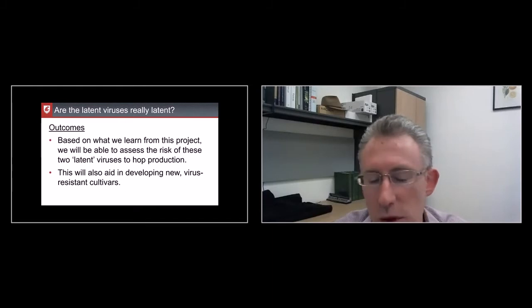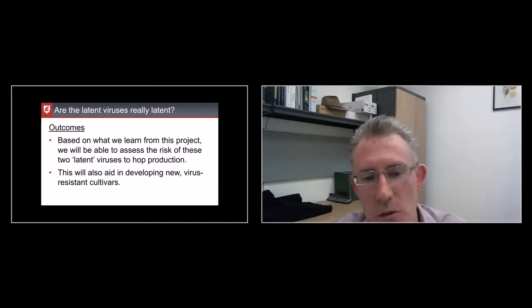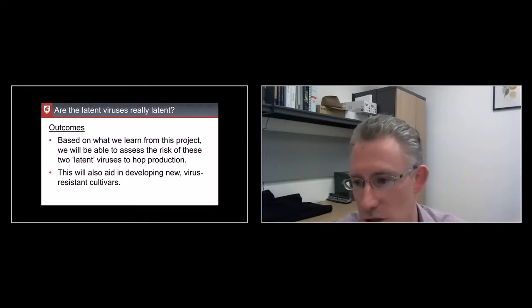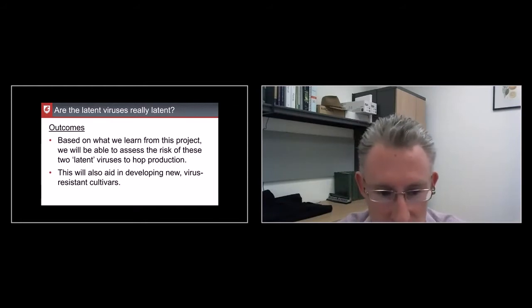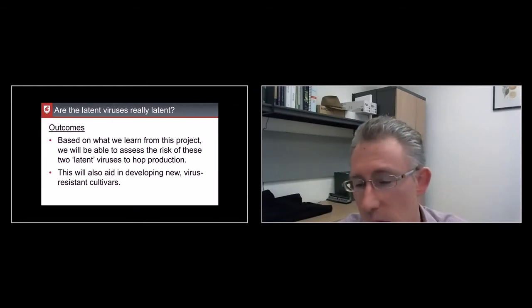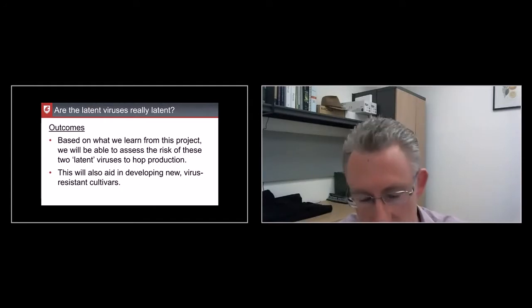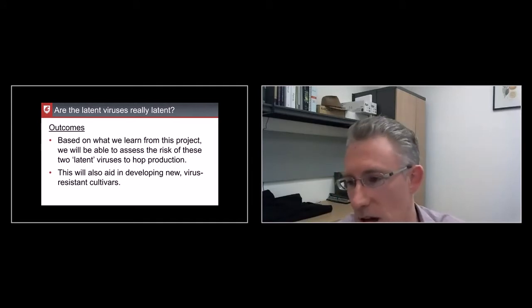So we hope that what we learn from this project as it progresses is that we'll be able to assess the risk of these two latent viruses on hop production, and therefore determine what needs to be done in terms of managing them. This will also aid in developing, in the long term, new virus-resistant cultivars, because the hop breeding program can use this information to screen different lines as they're developed.